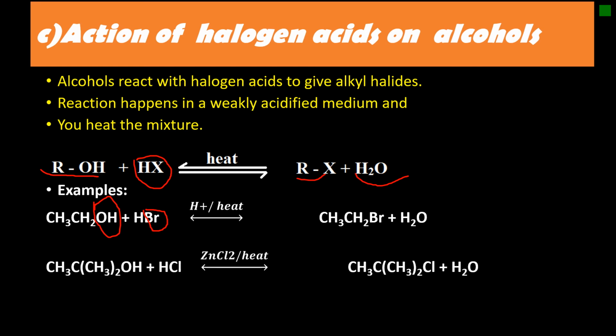We have another example where this alcohol reacts with hydrogen chloride, and the conditions here we use zinc chloride, which is a Lewis acid, under hot conditions to give again the alkyl halide and water. It is also a substitution reaction, but here we have changed the acid we are using to zinc chloride. Because hydrogen chloride is not very reactive, that's why it needs a strong catalyst like zinc chloride so that the reaction can take place. Otherwise, it will be a very slow reaction.